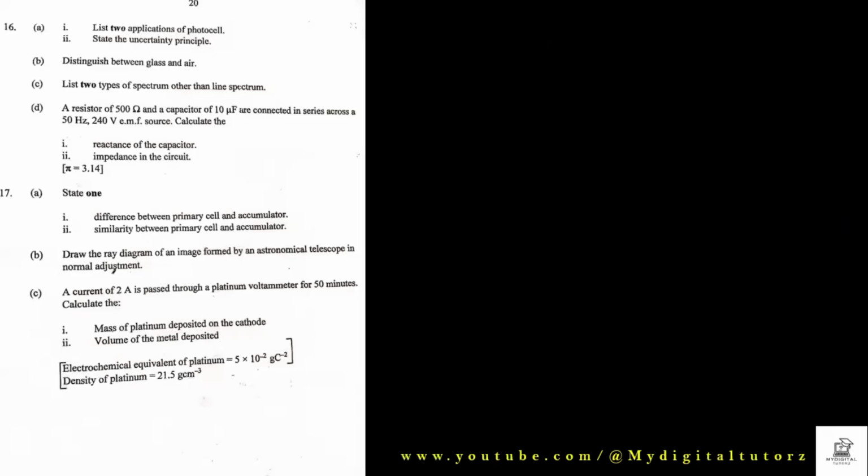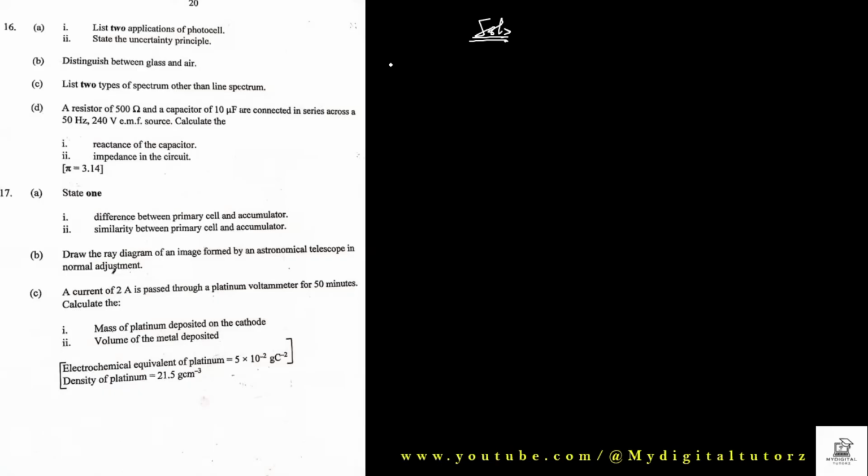16D says a resistor of 500 ohms and a capacitor of 10 microfarad are connected in series across a 50 hertz frequency, 240 volt EMF source. Calculate from figure 1 the reactance of the capacitor and from figure 2 the impedance in the circuit. So this is a question from alternating current. So let's get it done.